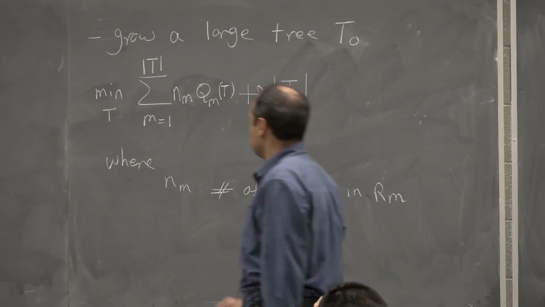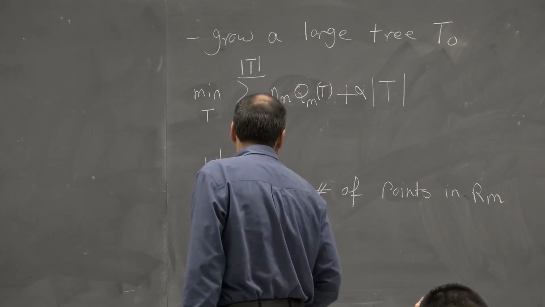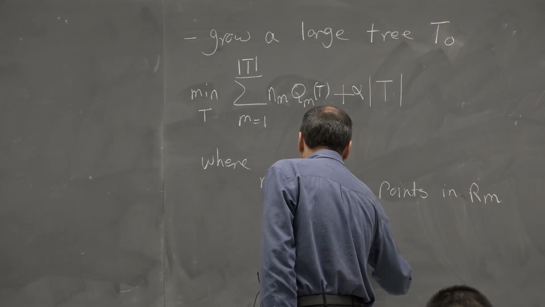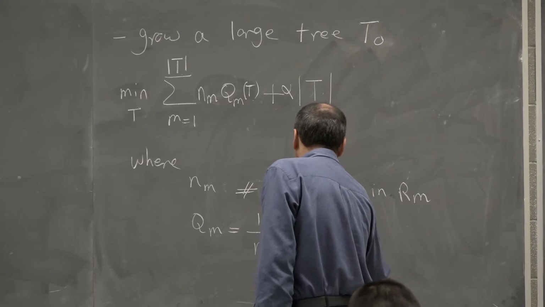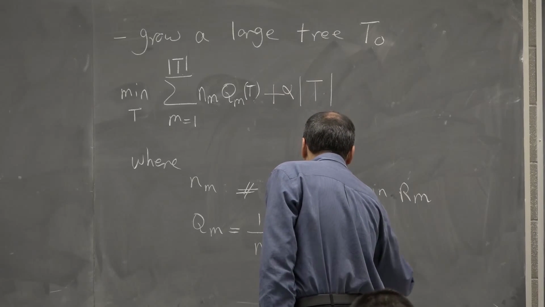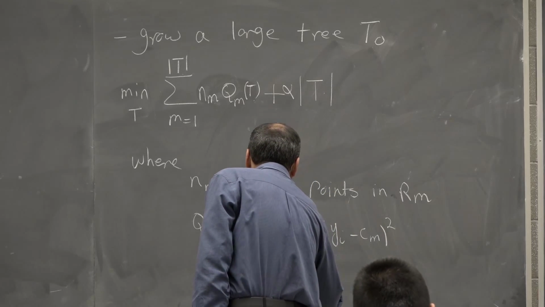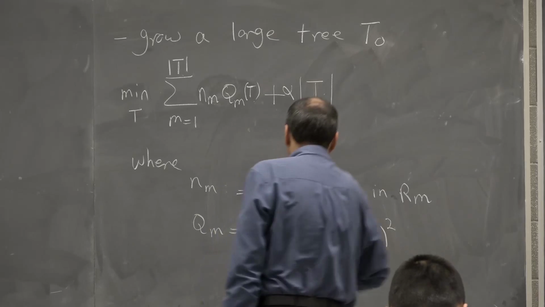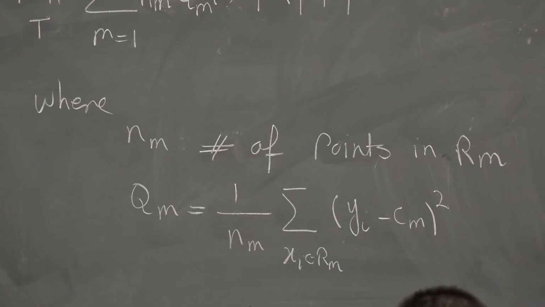And Q_m is 1 over N_m sum of (y_i minus c_m) squared for all x_i in R_m.